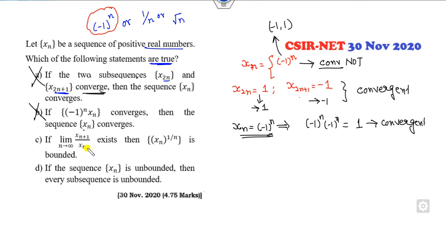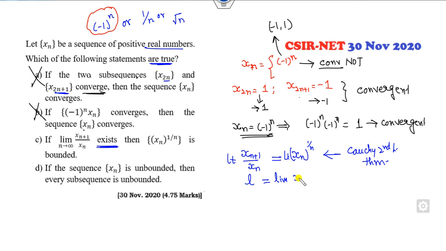If the limit exists, then of this. Do you know any result which correlates with this one? Yes, this is Cauchy's second theorem on the limit. If I take the limit on both sides, if this exists, say this is L, what does it mean? The limit exists, so the sequence xn raised to power n is convergent. If it is convergent, then it implies bounded as well. So this is the correct option.